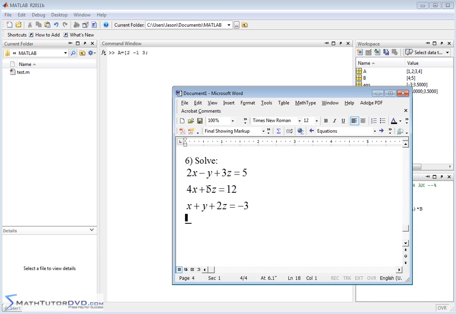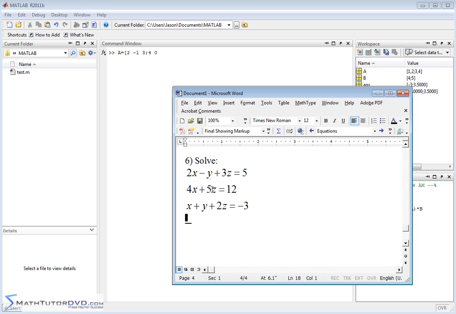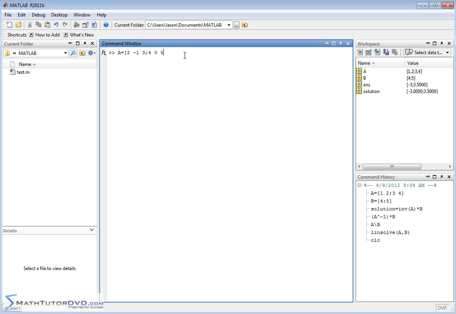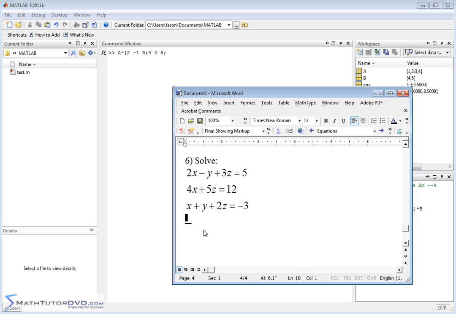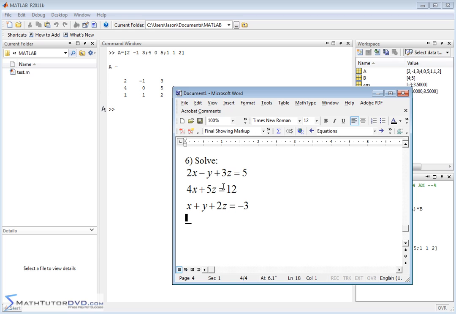We have 4x, but look, we don't have any y's here. So because we don't have any y's, we have to put a 0 there. So we have 4 space 0, and then the last number in the second equation was a 5. So we'll put a 5 there and put a semicolon down. And then finally we have x plus y plus 2z. So 1, 1, 2. And that is our coefficient matrix. And you can see, let me just show you, it lines up exactly with what we have. We have 2x minus y plus 3z, 4x plus 0y plus 5z, 1x plus 1y plus 2z. So it all matches on the left-hand side.